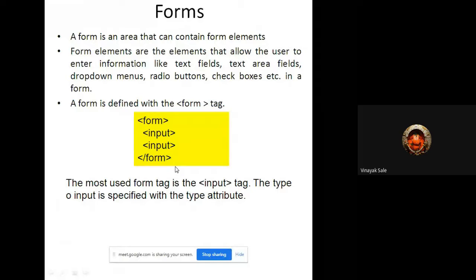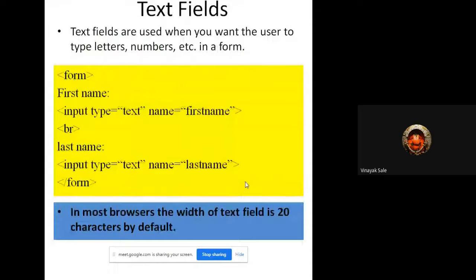The most used form tag is the input tag, and the type of input is specified with the type attribute. Next, a text field. Text fields are used when you want the user to type letters, numbers, etc. in a form.